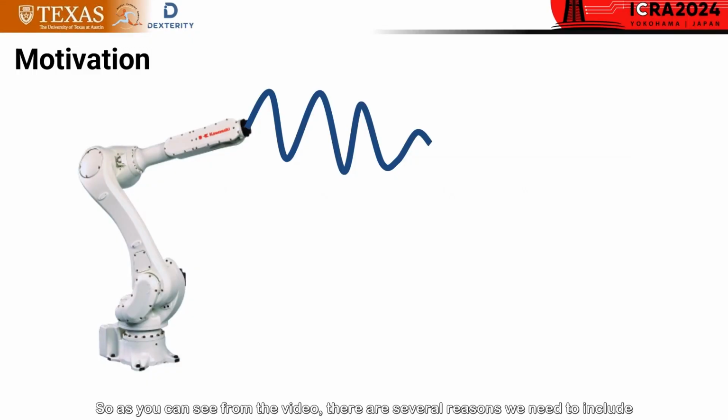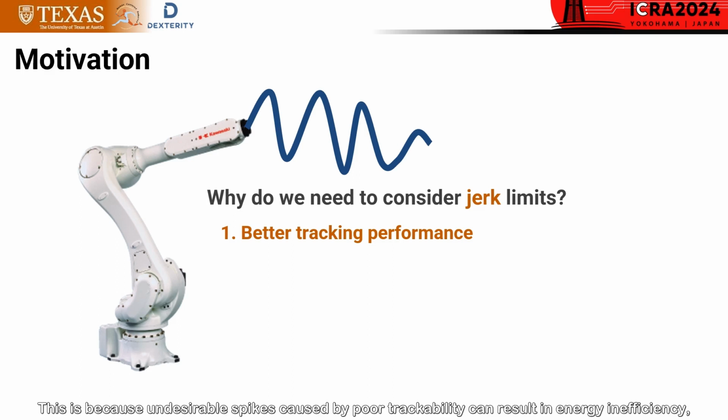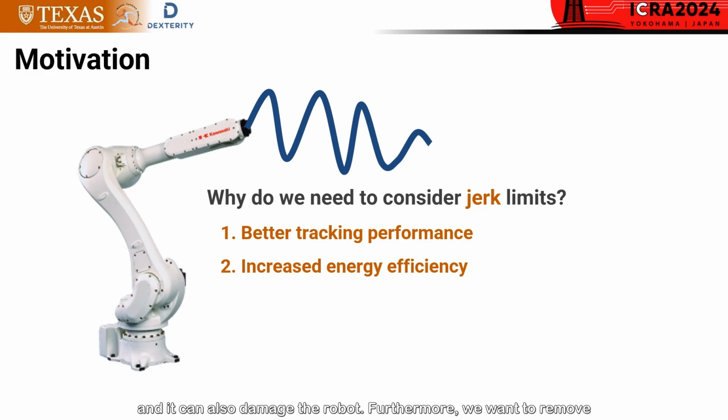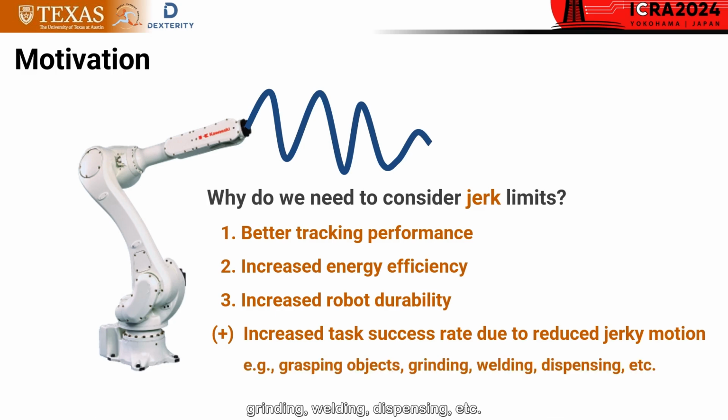So as you can see from the video, there are several reasons we need to include jerk constraints in the TOTP problem. First, we want a robot to track the given trajectory as precisely as possible. This is because undesirable spikes caused by poor trackability can result in energy inefficiency, and it can also damage the robot. Furthermore, we want to remove jerky motion to improve task success rates for tasks such as grasping objects, grinding, welding, dispensing, etc. To sum up, to ensure the robot follows the specified path as quickly, smoothly, and safely as possible, we impose up to third-order constraints during time-optimal trajectory planning.